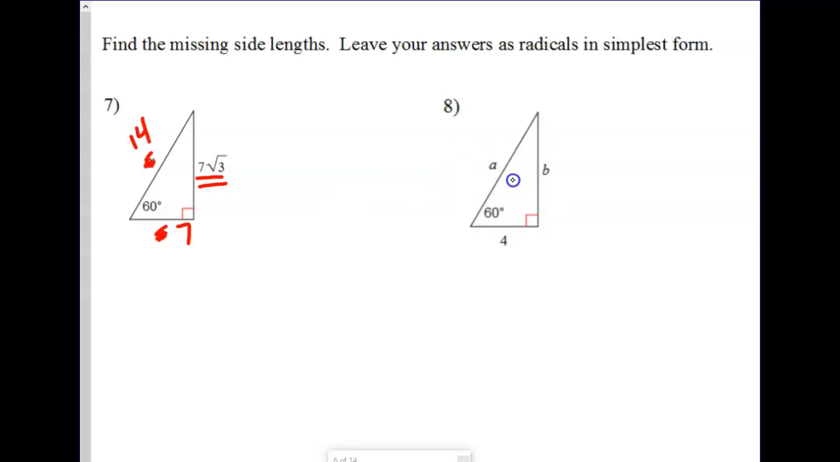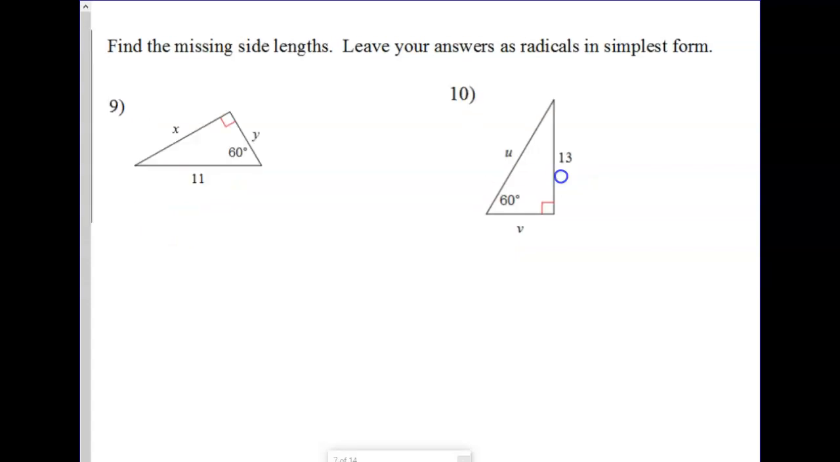Number 8 also follows the pattern exactly. They go ahead and tell you the little leg is 4, which means my hypotenuse would be double that. And then your medium leg, the one across from the 60, is whatever the little guy is, times the square root of 3. So awesome if they fit the pattern. Not awesome when they don't fit the pattern.